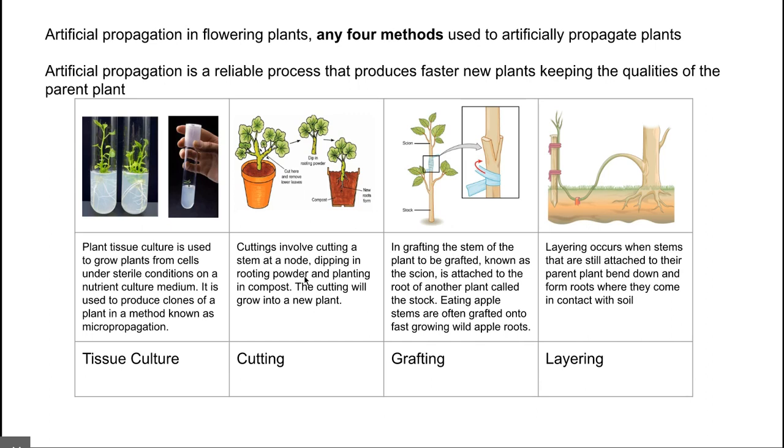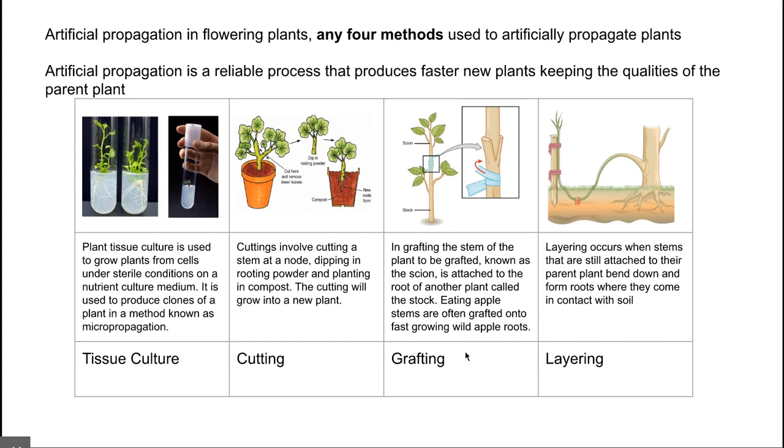Dip the cutting in rooting powder. Okay, that's going to contain a growth regulator that stimulates root growth. And planting in compost, the cutting will grow into a new plant. Okay, so you can take many cuttings from one parent plant, and all of the new plants you get are clones. They're genetically identical, the same features.